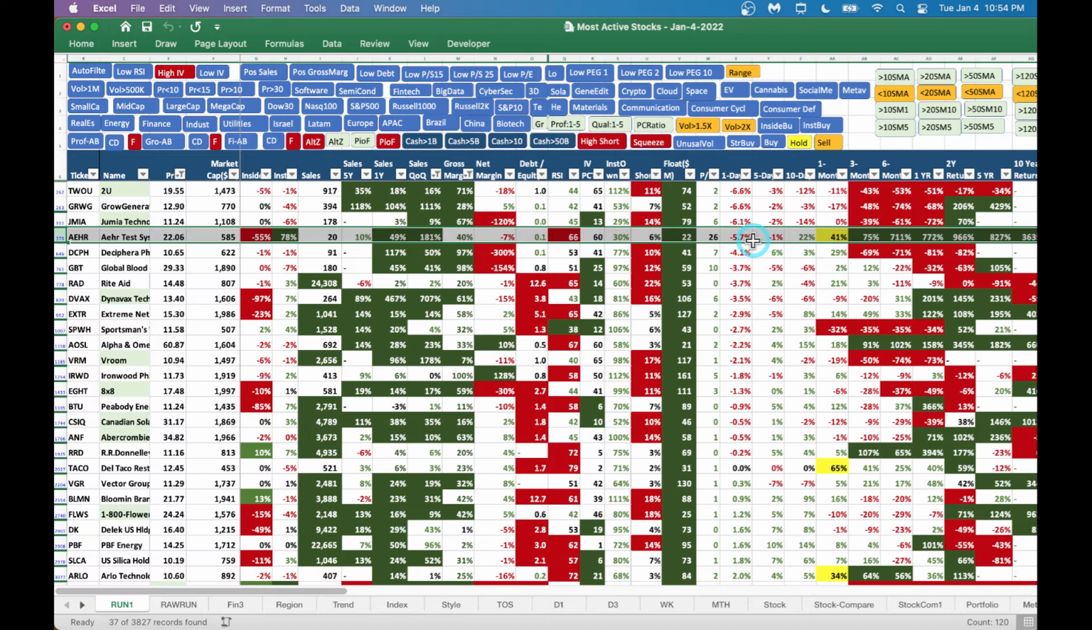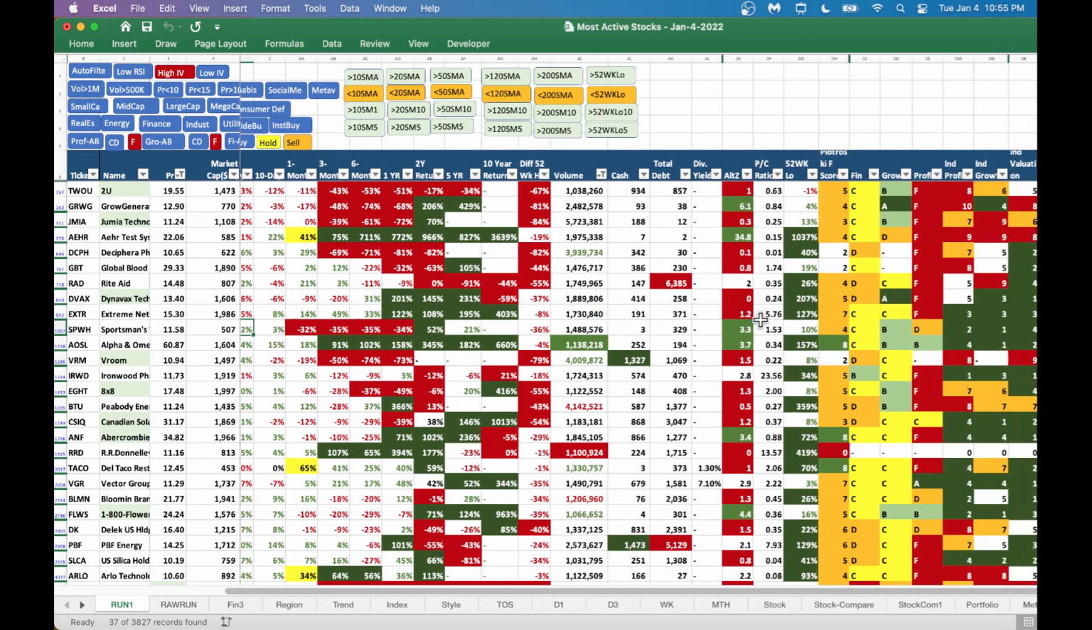One of the issues with this could be its valuation. Look, valuation is 26 right now. Wall Street does not like high valuation, but it's a very good stock. As you look through here, AEHR, as you look through, I think it's pretty good.